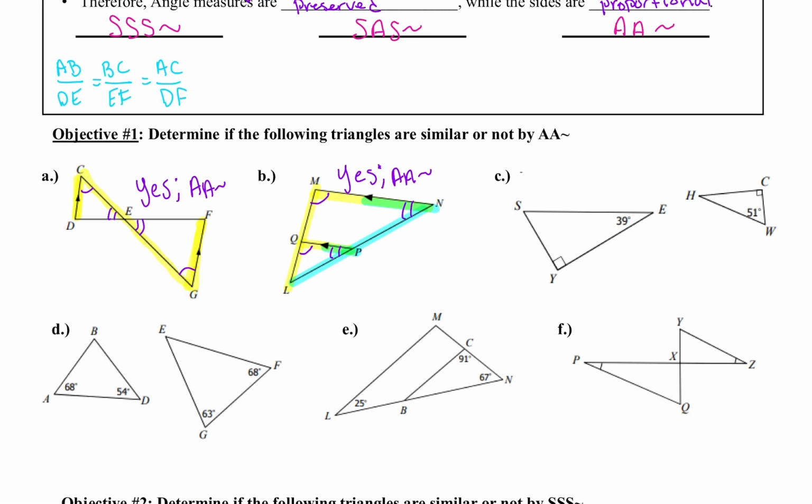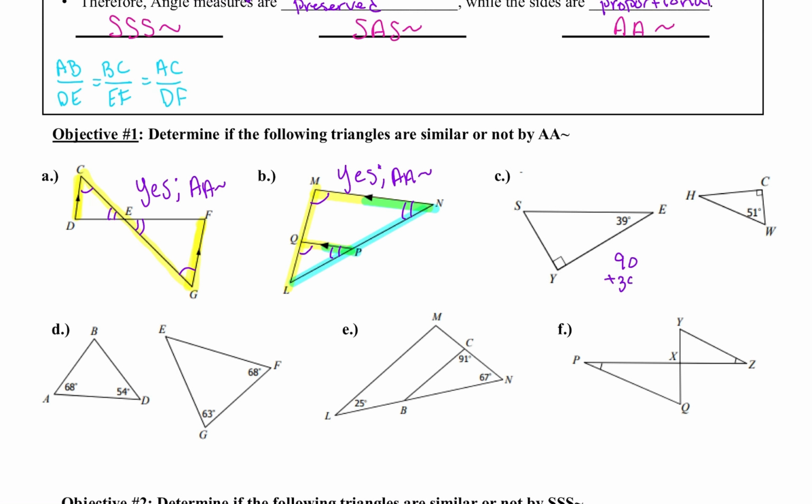In part C, this time they gave me two pictures and they gave me two of the angles inside each one. So in the first one, they gave me the 90 and a 39, but I'm missing this angle over here. Over here, they gave me the 51 and the 90, but I'm missing this angle here. I do know that the 39 and the 51 do not equal each other, so this does not have angle, angle similarity yet. But what we know is we could subtract these.